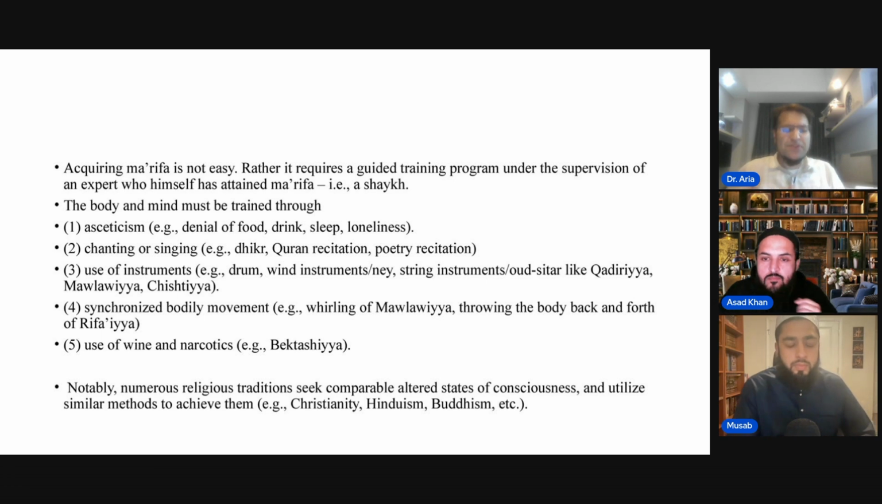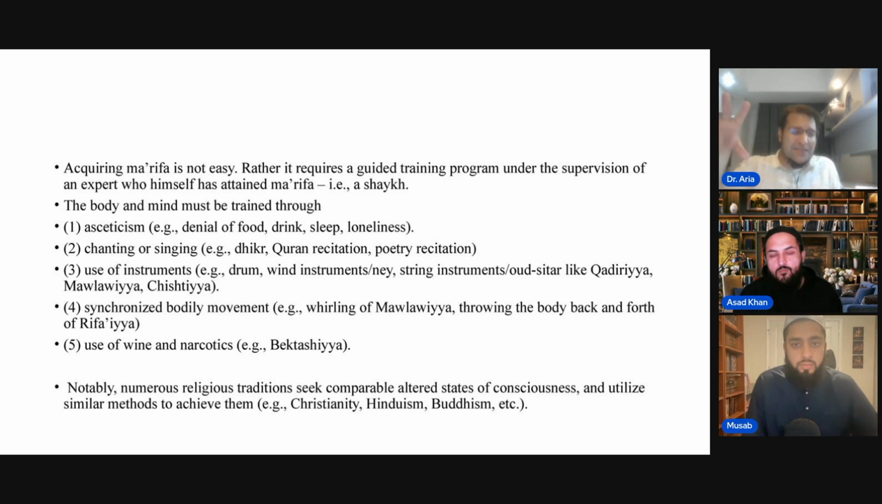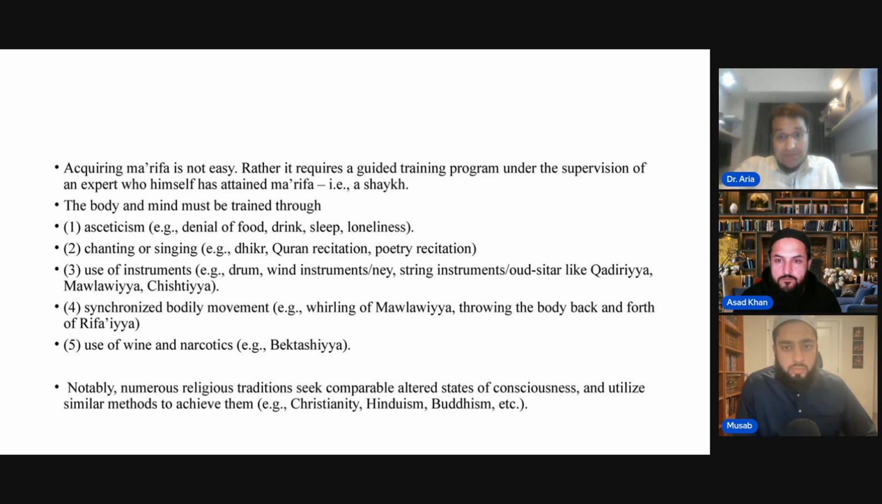There's a spectrum in terms of Sufis: the sober Sufis that are really following the Sharia, and the ones that are not following the Sharia. And in reality, there are a lot of people in the middle. But the major point is this: all of these are mechanisms. All of these are techniques to attain ma'rifah.